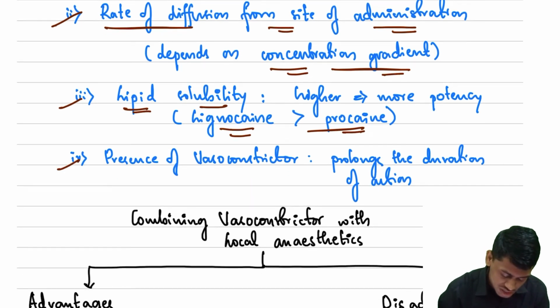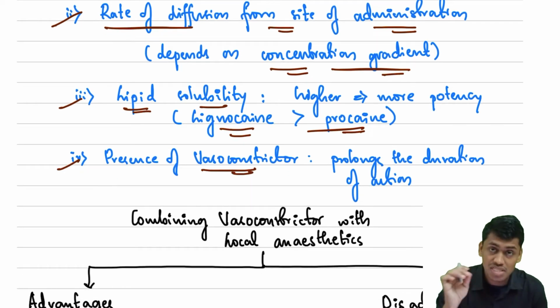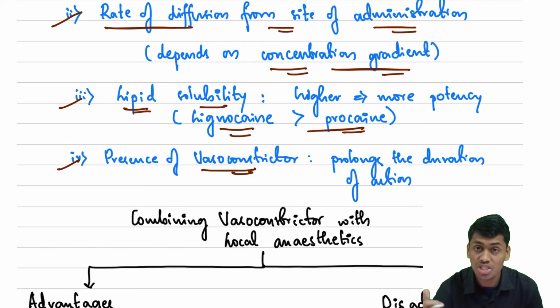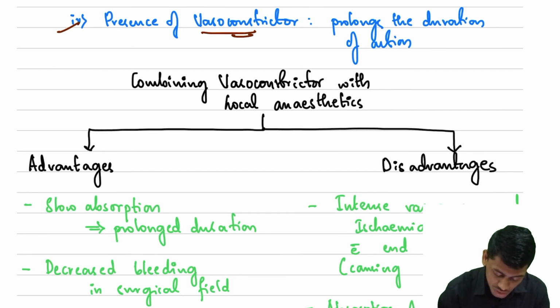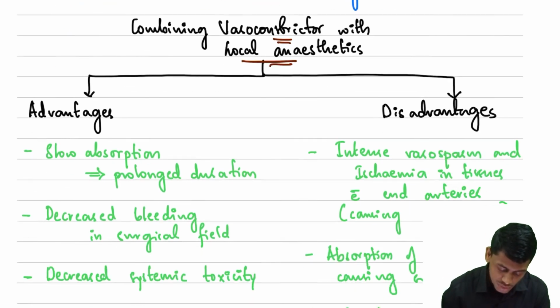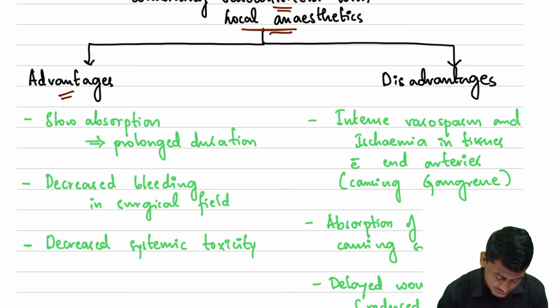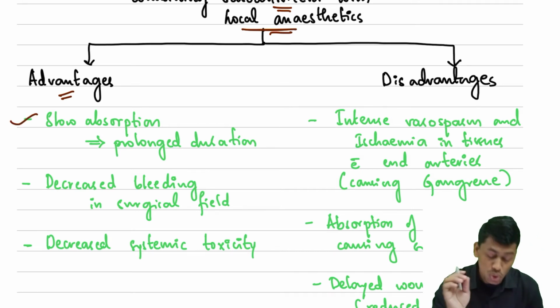Then finally, the presence of vasoconstrictor. The presence of vasoconstrictor prolongs the duration of action of the local anesthetic. So how does it prolong? By combining vasoconstrictor with the local anesthetics, we have a few advantages. So what are those advantages? Number one is slow absorption.